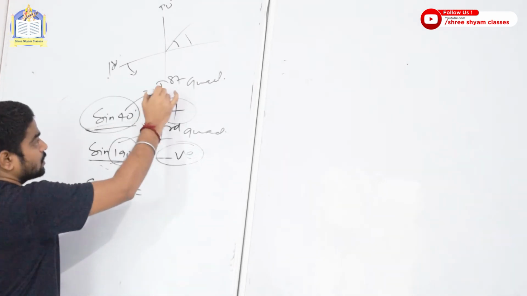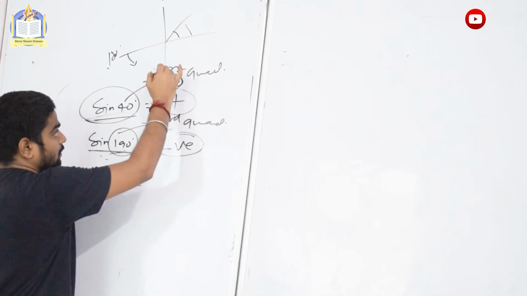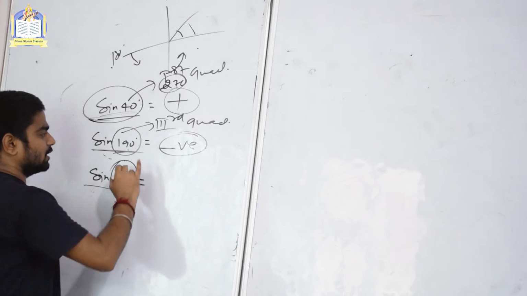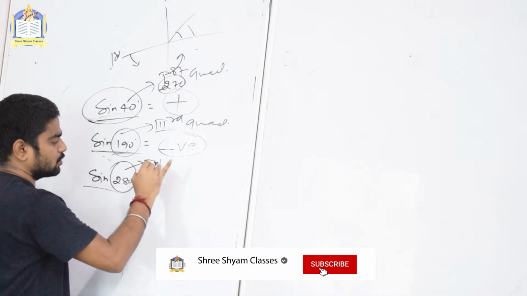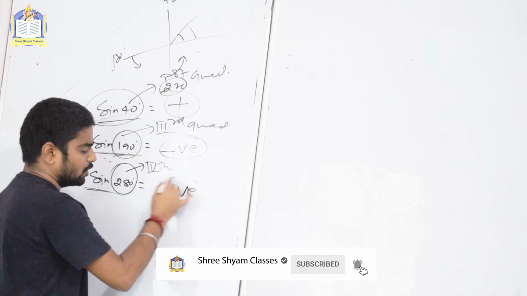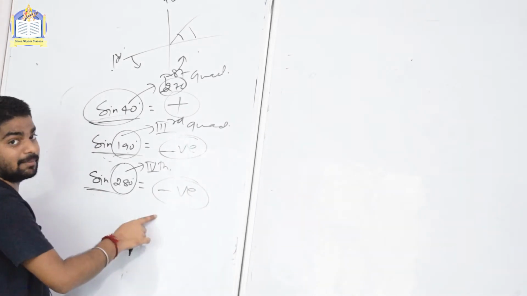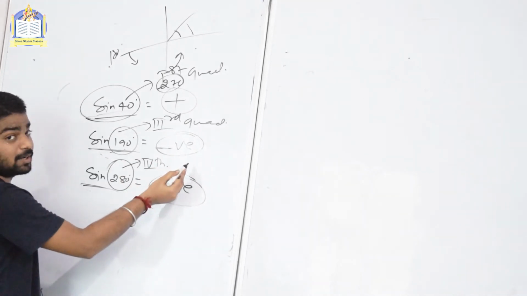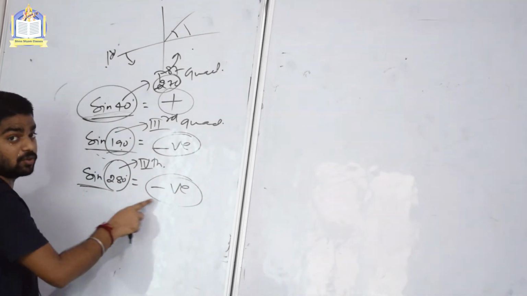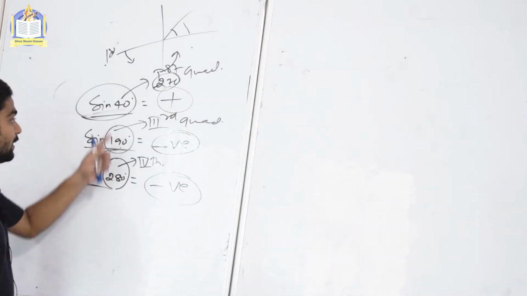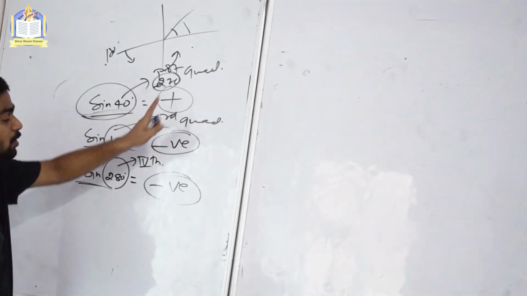Now sin 280 degree. This is 180, this is 270 degree. So 280 will be in the fourth quadrant. This 280 degree lies in the fourth quadrant, and in the fourth quadrant sin theta is negative. So the value of sin 280 degree will be negative. So in the third and fourth quadrants the value of sin theta is negative, and in the first quadrant, which is sin 40 degree, it will be positive, right?